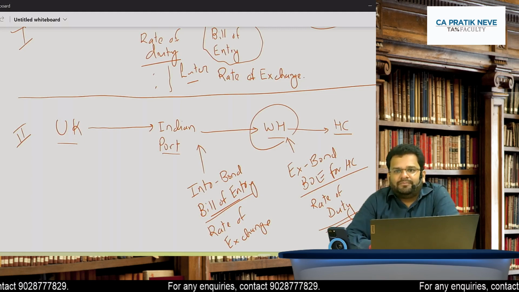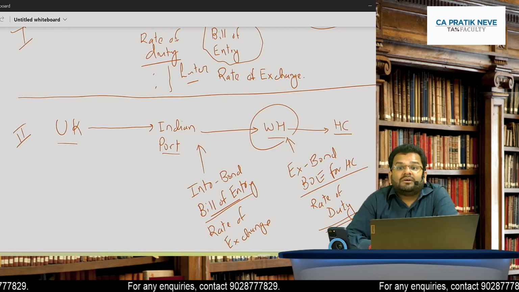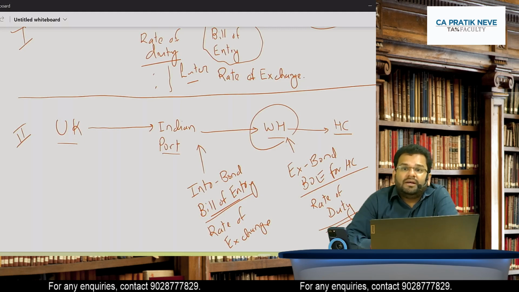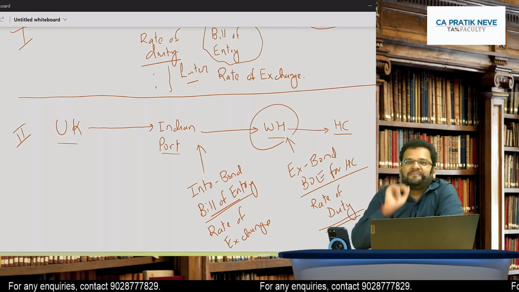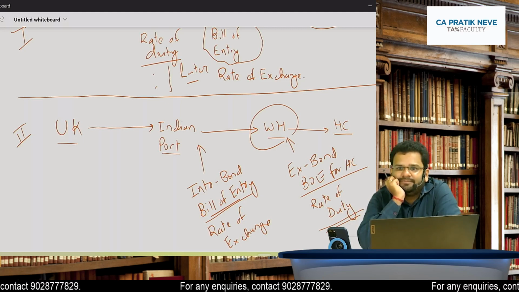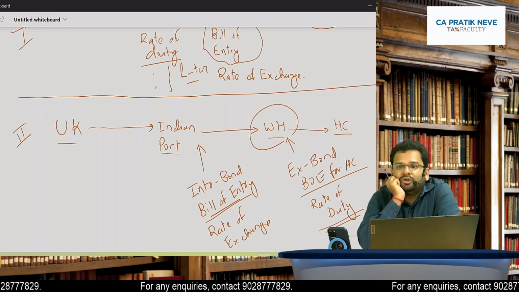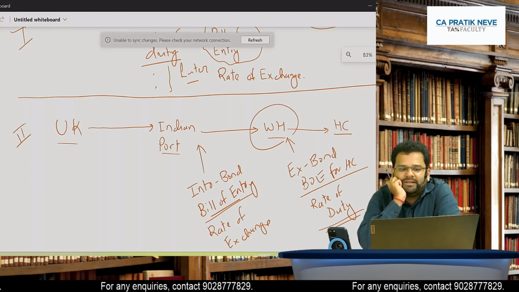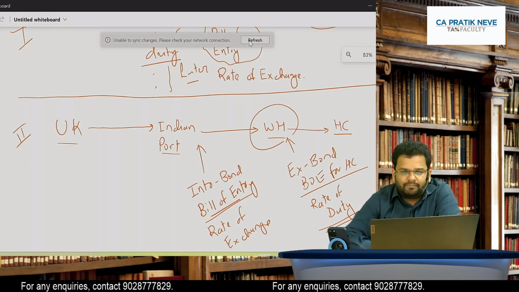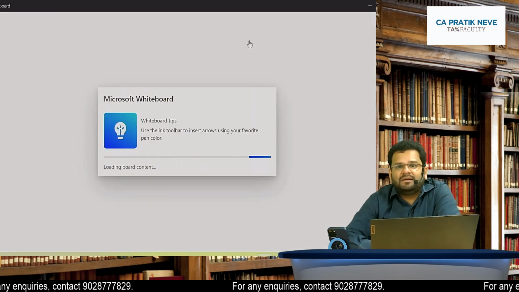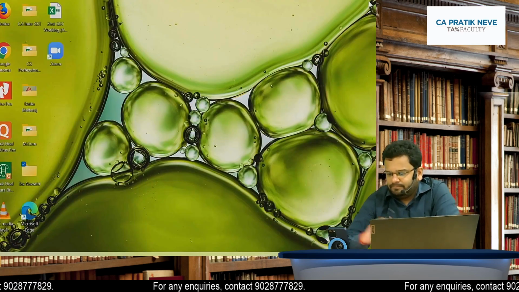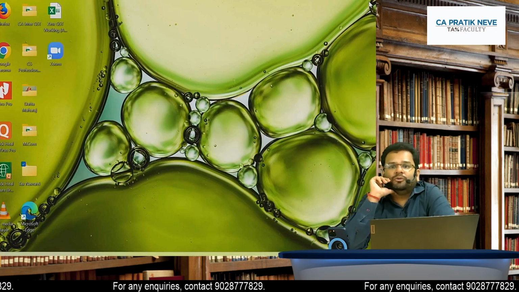So you have understood which commission you don't include in FOB. As per 10.1, which commission you don't include in FOB? You don't include buying commission. Yes, you don't include buying commission. Did you understand? Agreed till this point, all of you?